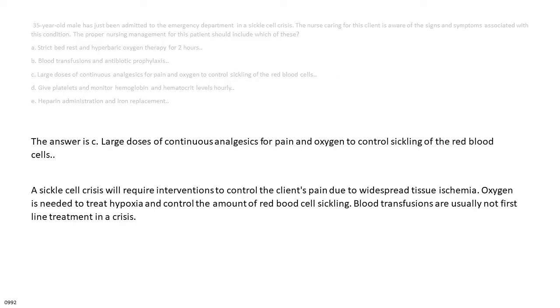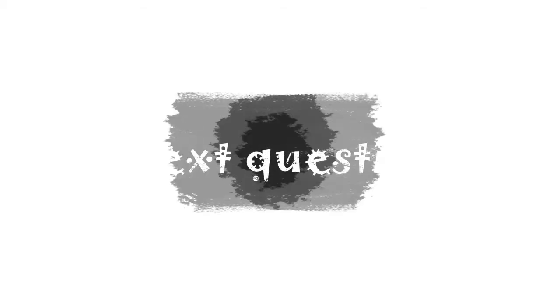The answer is C. Large doses of continuous analgesics for pain and oxygen to control sickling of the red blood cells. A sickle cell crisis will require interventions to control the client's pain due to widespread tissue ischemia. Oxygen is needed to treat hypoxia and control the amount of red blood cell sickling. Blood transfusions are usually not first-line treatment in a crisis.